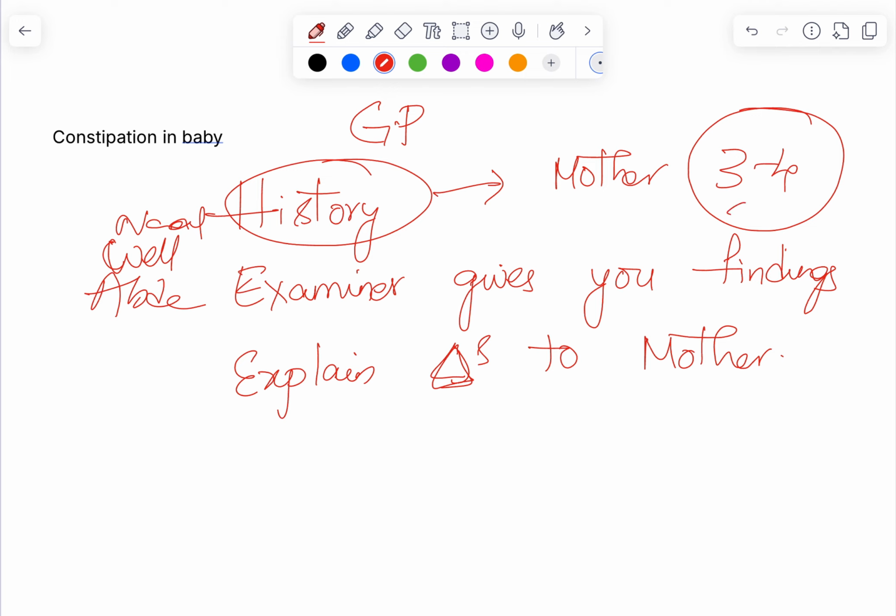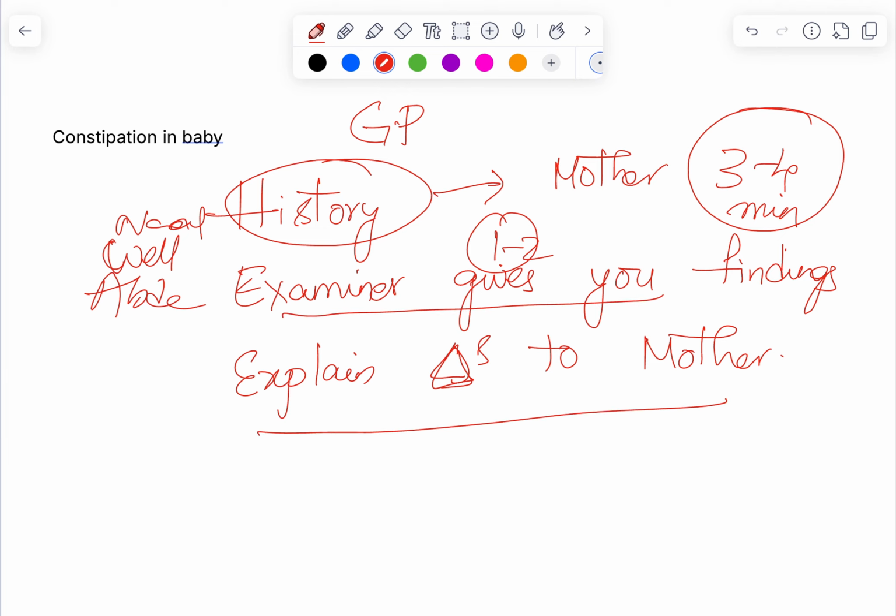You have to spend 3 to 4 minutes on history taking, usually 1 minute to 2 minutes on examiner for findings, because it's not an examination scenario, and this is another 2 to 3 minutes. So here it is explaining the diagnosis to the mother. So this is a common scenario, I see it all the time.